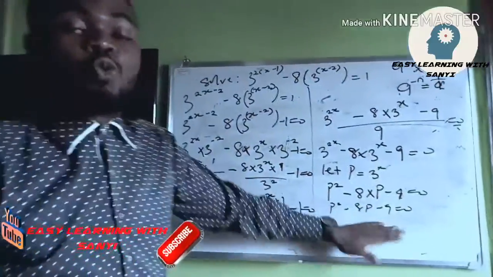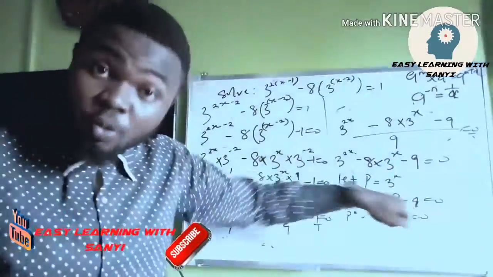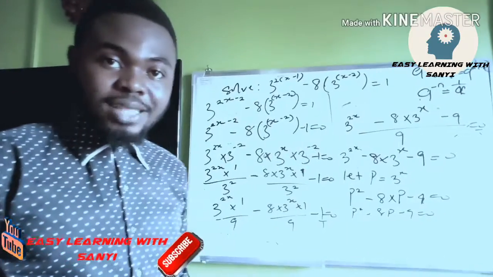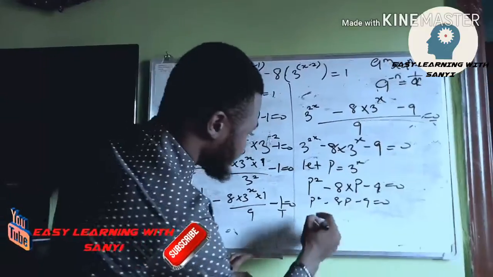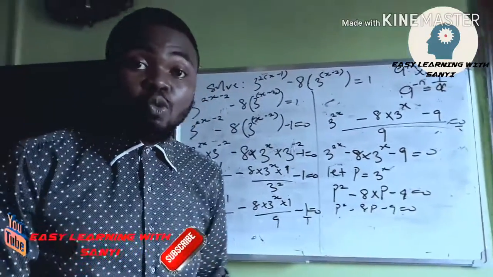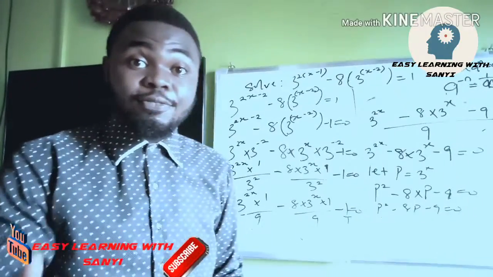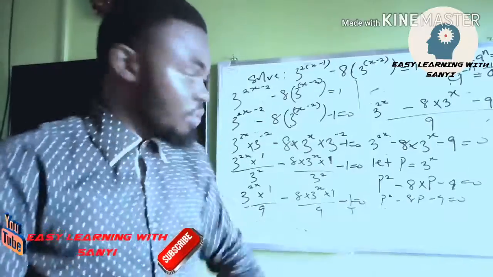This is a quadratic equation. Now you solve the quadratic equation to get your answer for p. How do you solve this quadratic equation? Don't worry, when we get to quadratic equations, I'll give you an extensive study on how to solve it. But for now, let's just factorize this.